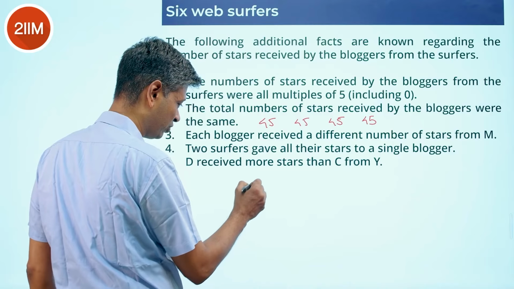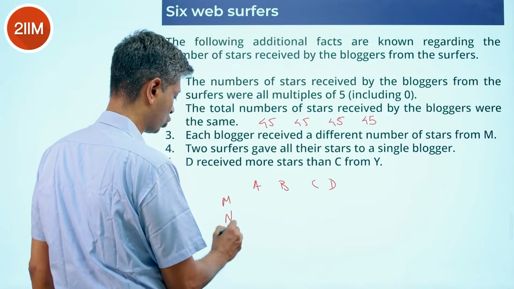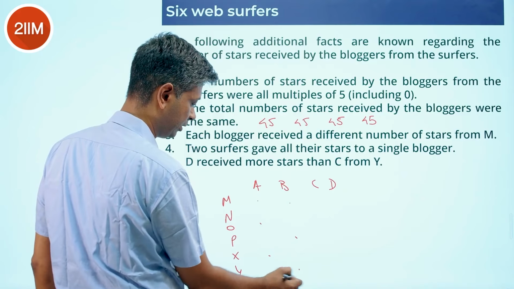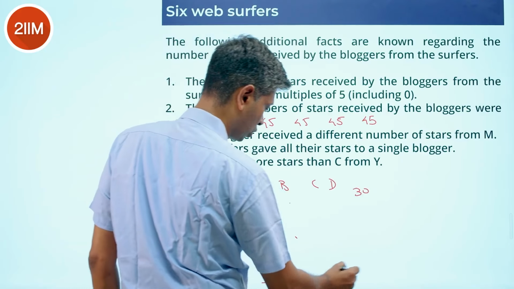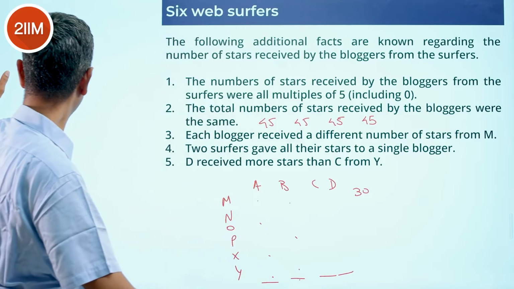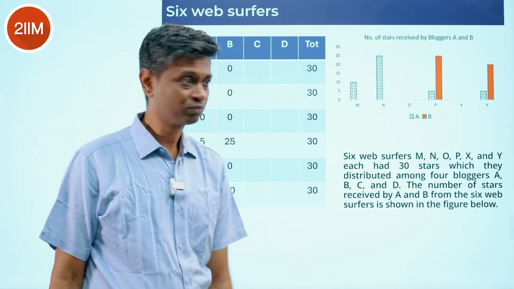I'm going to put A, B, C, D on one side, M, N, O, P, X, Y on another side. See what they have distributed for A and B. Know these totals are 30 each. Know these totals are 45 each, and then process the remaining data set. Right? So that's the approach. That just pops out. Each one gives 30 totally.